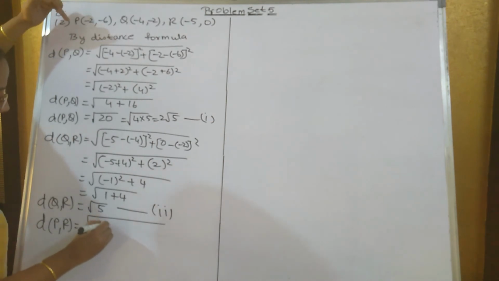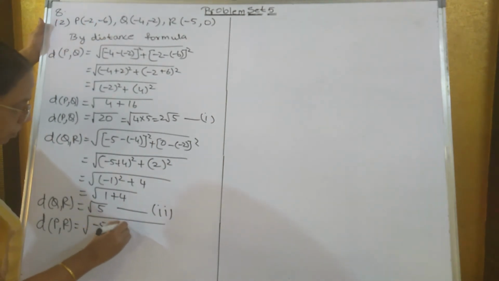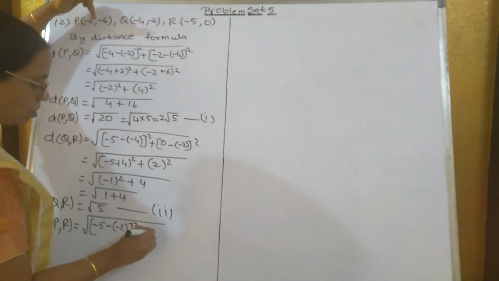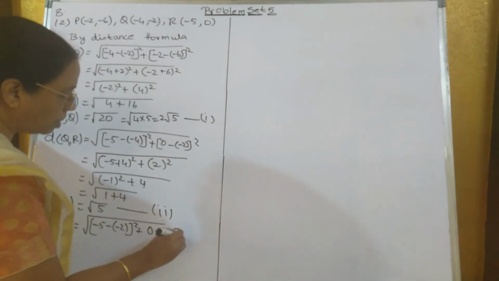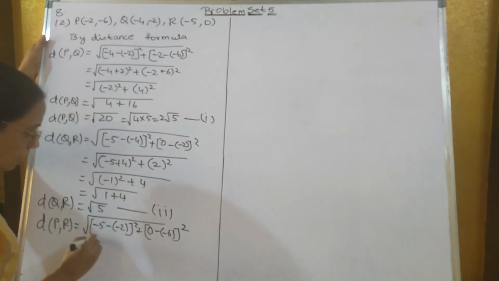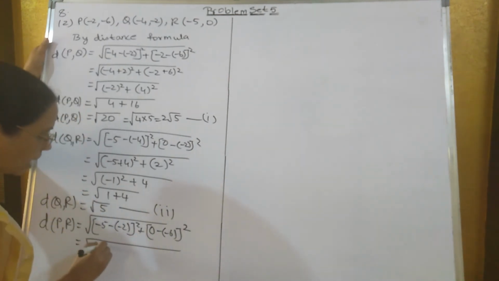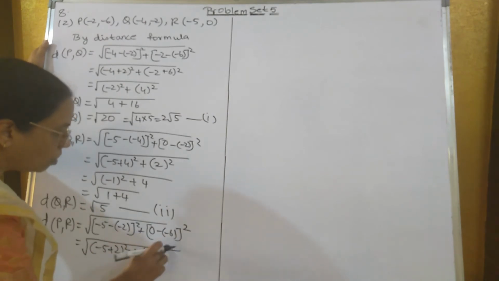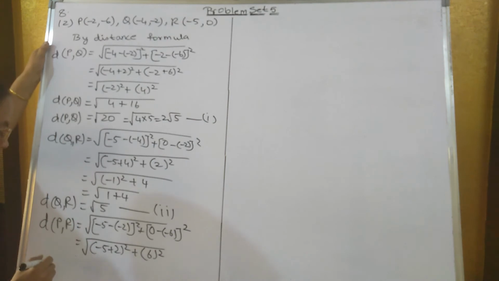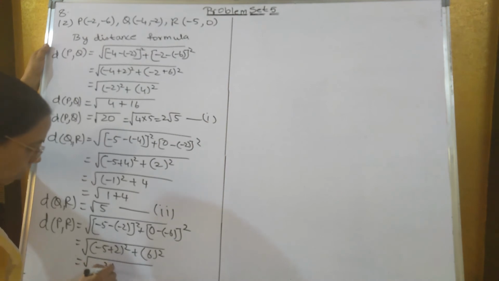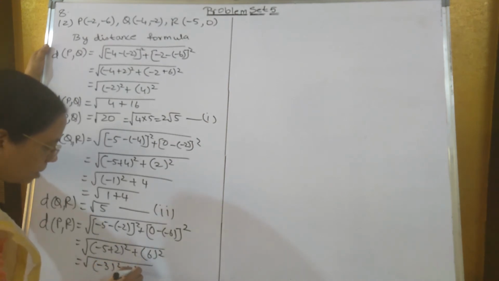PR is what? Minus 5 minus into minus 2 the whole square plus 0 minus into minus 6 the whole square. So that's equal to how much? Minus 5 plus 2 the whole square plus 6 the whole square. So distance, that's equal to how much? Minus 3 the whole square plus 36.